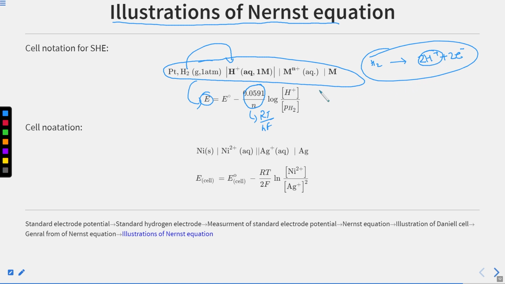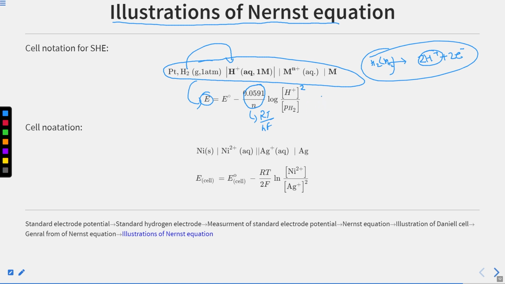And what is the power of this? It will have a power of 2 here. Sorry for the mistake. Since it has a coefficient of 2, it will have a power of 2. And hydrogen gas is present; suppose the pressure here is pH2. Therefore we will write it as pH2. It has no power because no stoichiometric coefficient is present here.